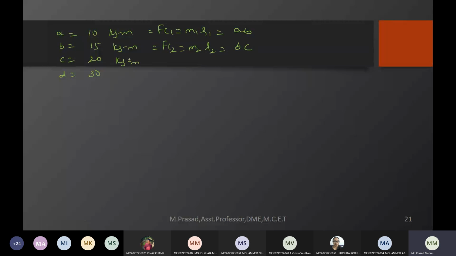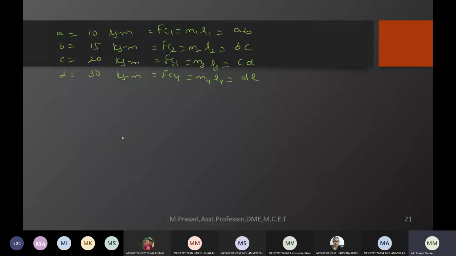This C is my 20 kg meter, given by the vector Fc3, which equals M3 R3, represented by the vector CD. And the last one is my 30 kg meter, which equals Fc4, the product of M4 and R4, given by the vector DE. So AB, BC, CD, and DE are the four vectors. Now my aim is first to draw a line AB of length 10 kg meter.